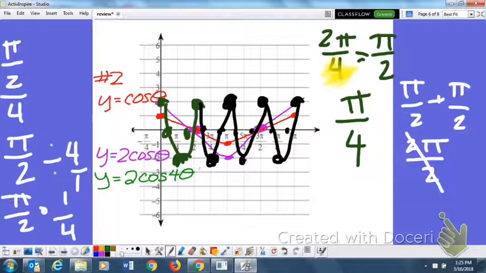Okay, so what's the final step? Somebody said it earlier. There's one more number, right? So that's the vertical translation. Which way do I move? Down 1. I know you guys don't need my help with that. So every single point moves down how many? 1.